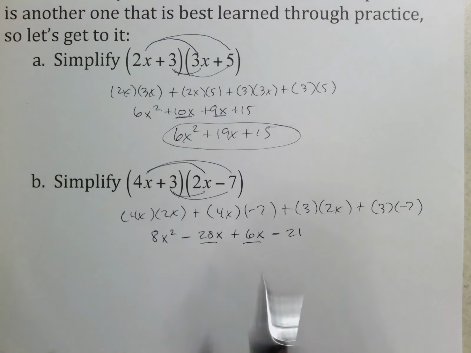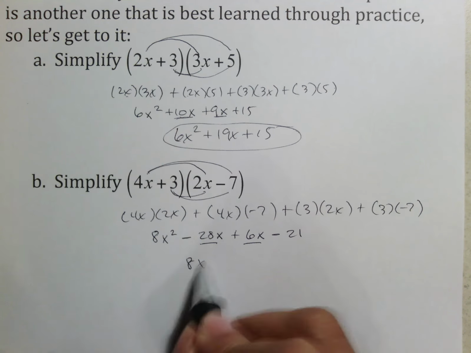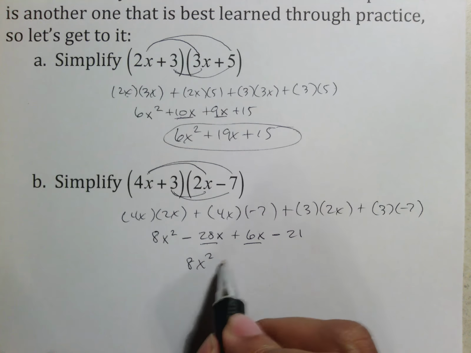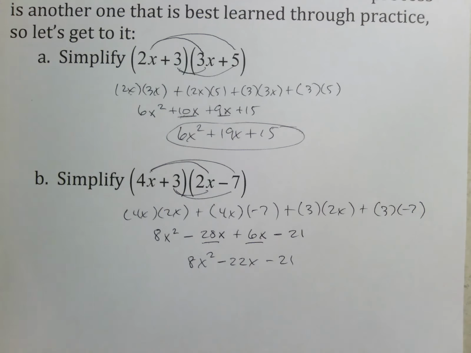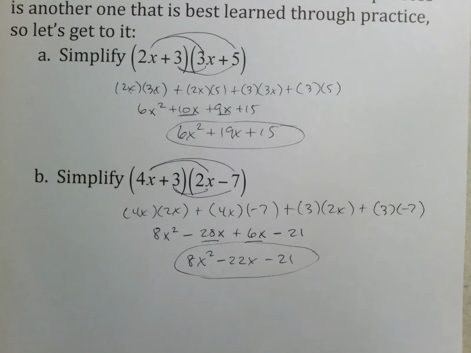Tomorrow you'll see some more difficult ones, but here, 8x squared has nothing to go with. Negative 28 plus 6 makes negative 22x, and then minus 21 comes down for the ride. And this is your final answer there. Okay?